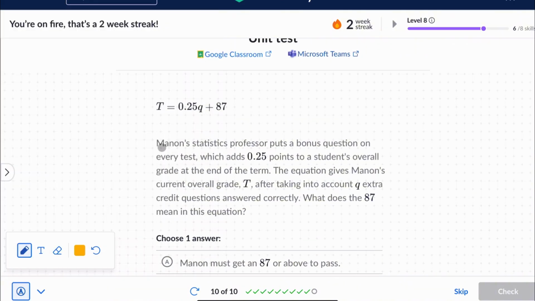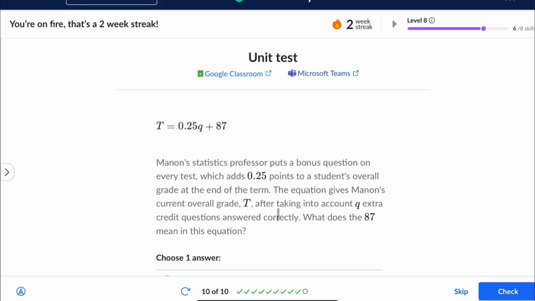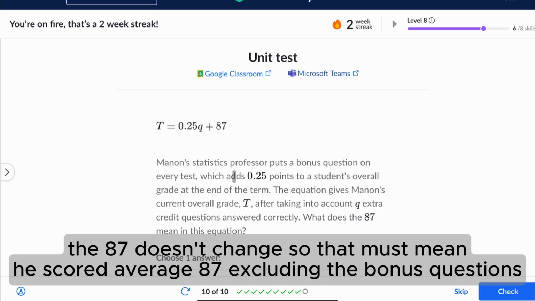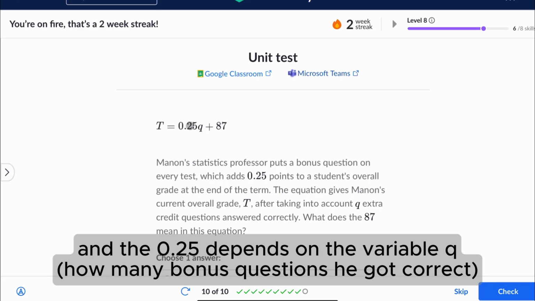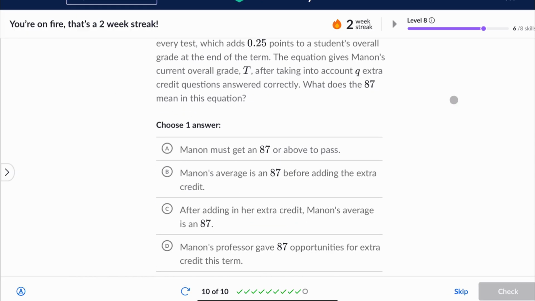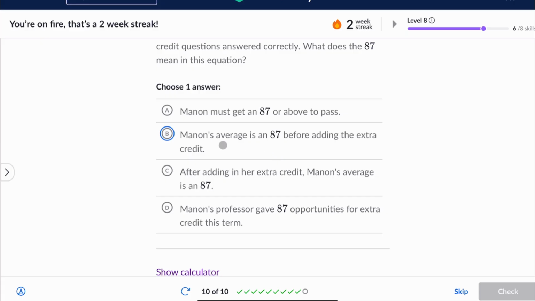The important info here, we know that each bonus question is 0.25. We know Q is the number of extra credit questions answered correctly, and then multiplying that by 0.25 is going to give us the points for extra credit. And based on the problem, 87 is his average after taking a certain amount of tests, and then whatever bonus he got gives us his current grade. So 87 should be his grade before the extra credit.